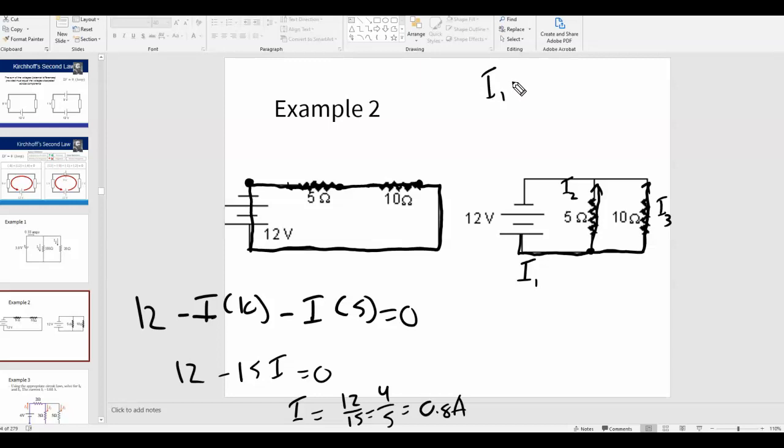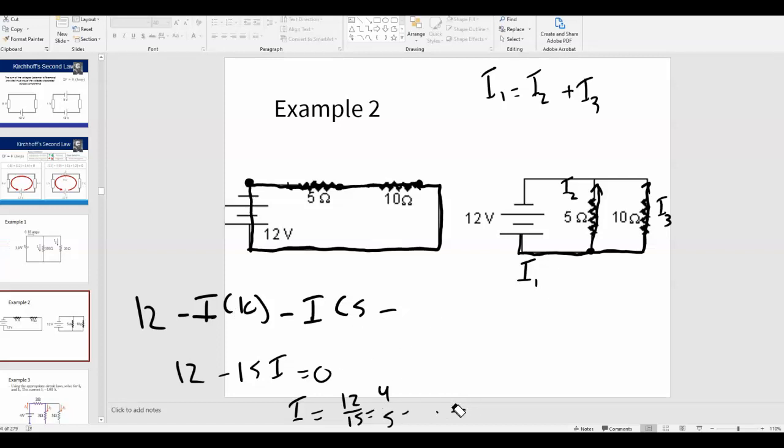Then because of the junction rule, I1 has to equal I2 plus I3. All right, well that doesn't help me because I don't know any of those currents. So let's go to the loop rule. With the loop rule, you basically just keep making loops until you get something that you can solve.